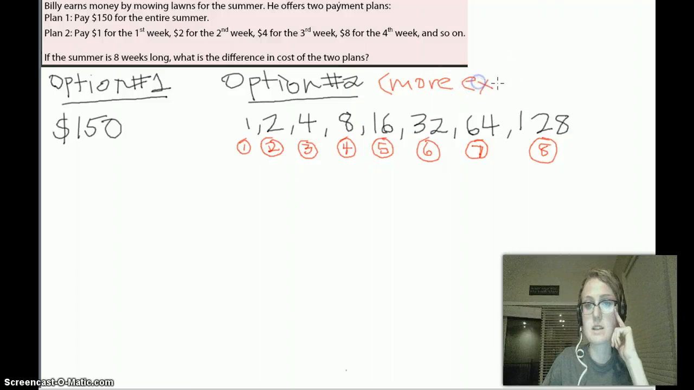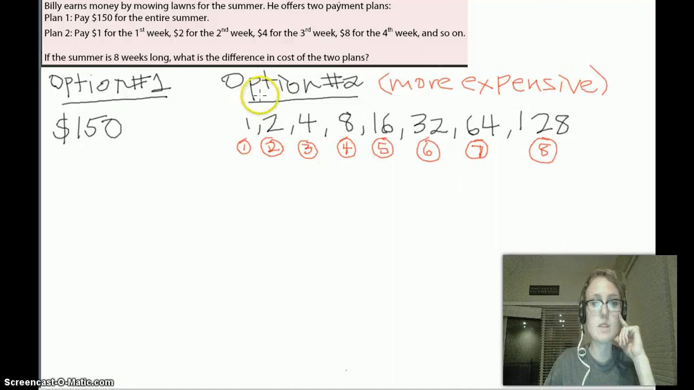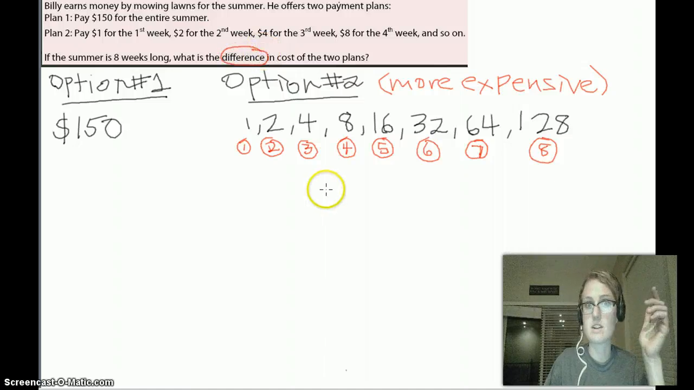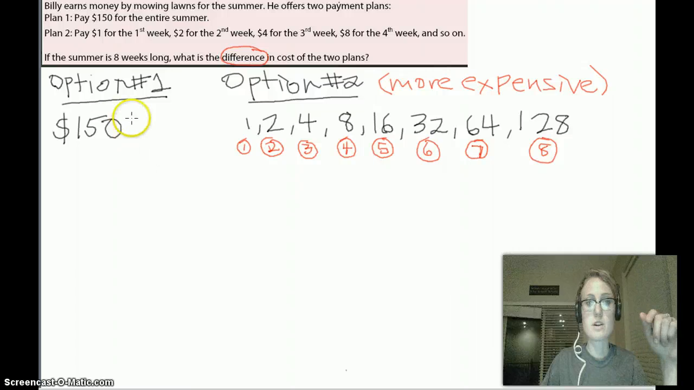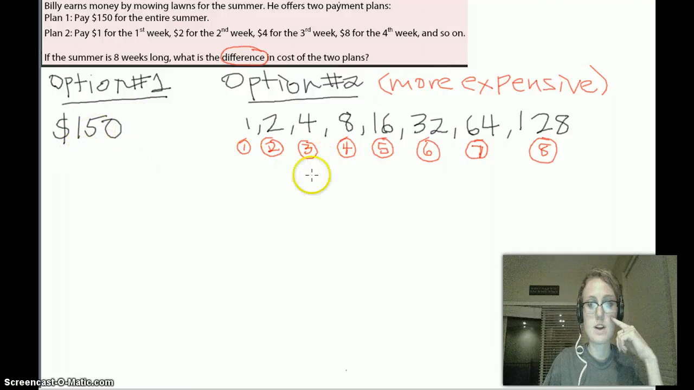But that's not exactly what the question's asking us, is it? I mean, realizing that is part of it in a way, but it's asking us what the difference is. Difference, when we hear this word, we should think of subtraction. We should think of the total of one minus the total of the other. So we already know this total, but let's figure out our total for this option. We're going to have to add up all of these numbers.